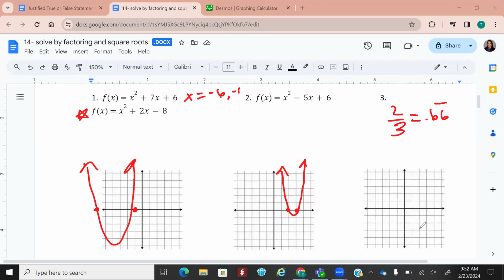So that should give me, and if we factored this, this would be negative 4 and 2. 1, 2, 3, 4, and 2, right? And there's my sketch. Questions? Okay, solving by graphing should be the easiest thing, because you just look at the x-intercepts.